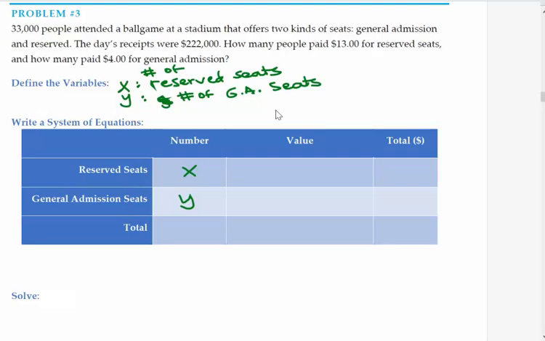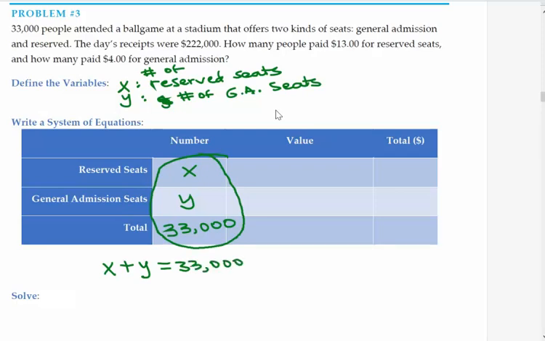But it does give me the total number of seats or tickets that were sold. How many is that? 33,000. Yeah, 33,000. All right, and then this first column right here makes our first equation. So I'm going to write that down here. If I take X, the number of reserved seats, add it to the number of general admission seats, I'll end up with 33,000 seats.